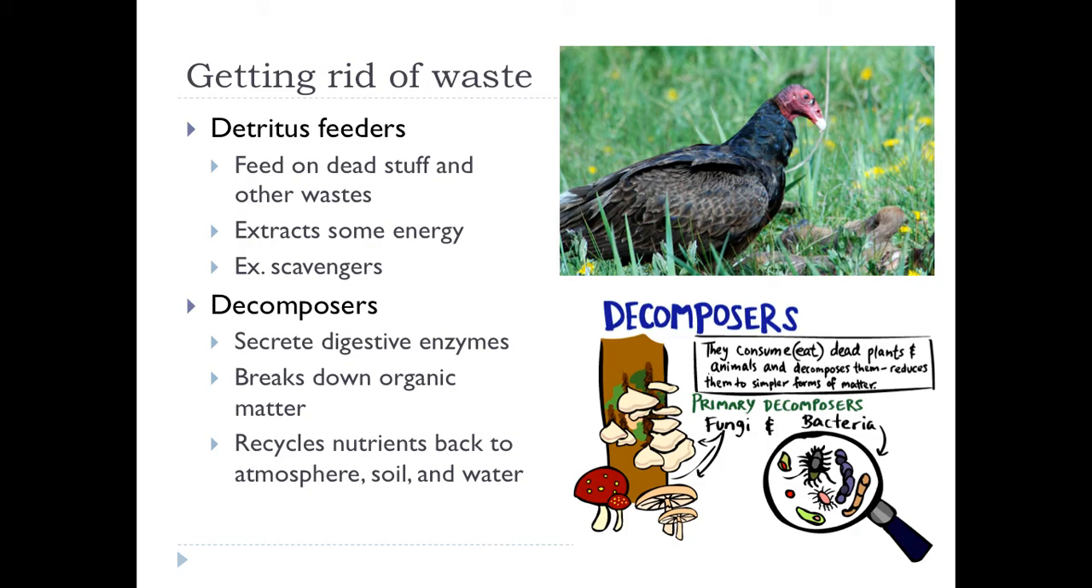So it basically recycles those nutrients back to the atmosphere, back to the soil, and back to the water so that plants can uptake those nutrients. Maybe it's putting nitrogen back into the air, which is a much more complicated process to get that back into the soil. But again, those molecules are changed in a way that other consumers can't do. And the only decomposers on Earth are bacteria and fungi.